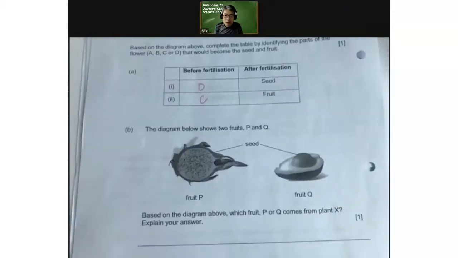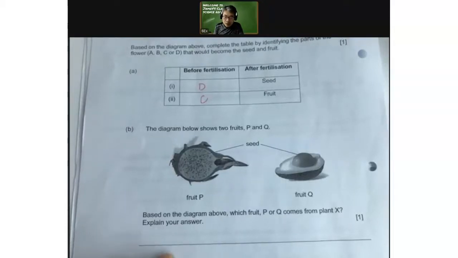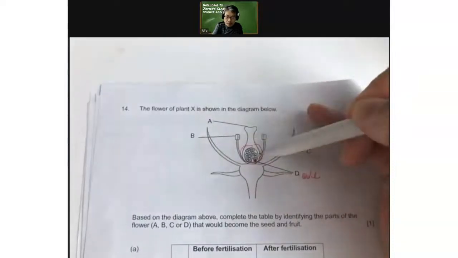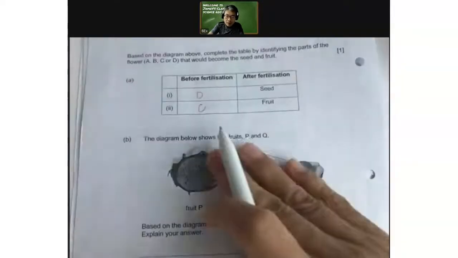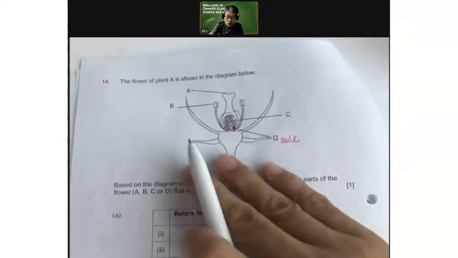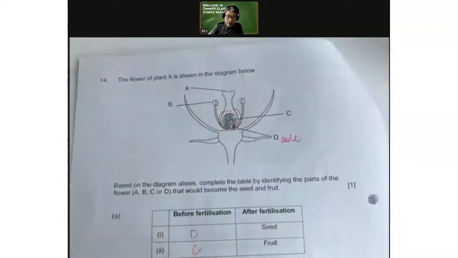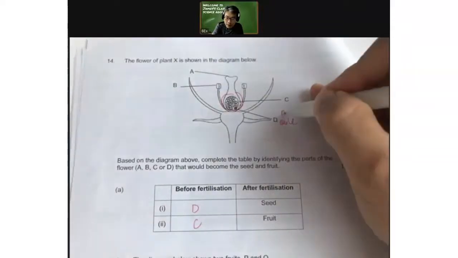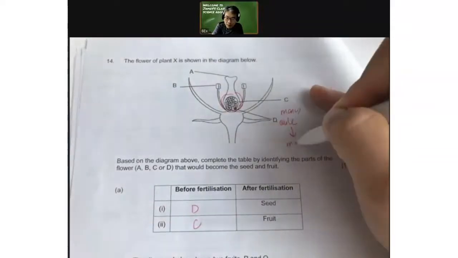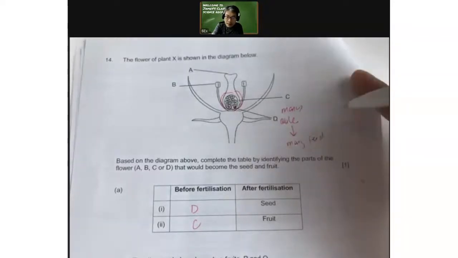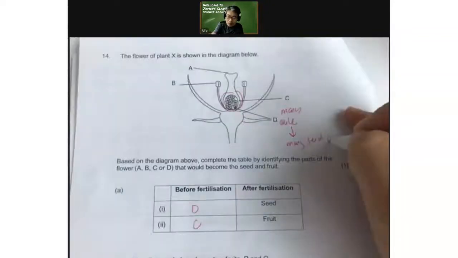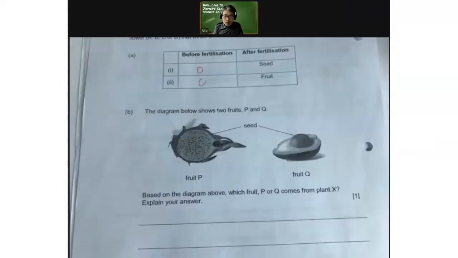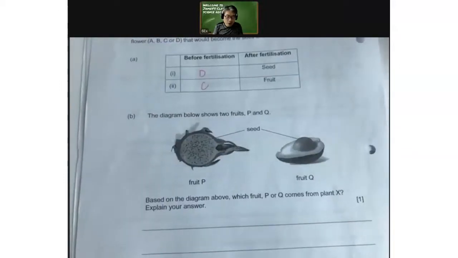The diagram below shows two fruits, P and Q. Explain your answer based on the diagram above. Which fruit comes from plant X? Plant X is this. So this question must combine both this part B and the part on top. Without looking at the part on top, you can't solve it. So this one has many ovules. Many ovules become many seeds upon fertilization. So which fruit comes from plant X?